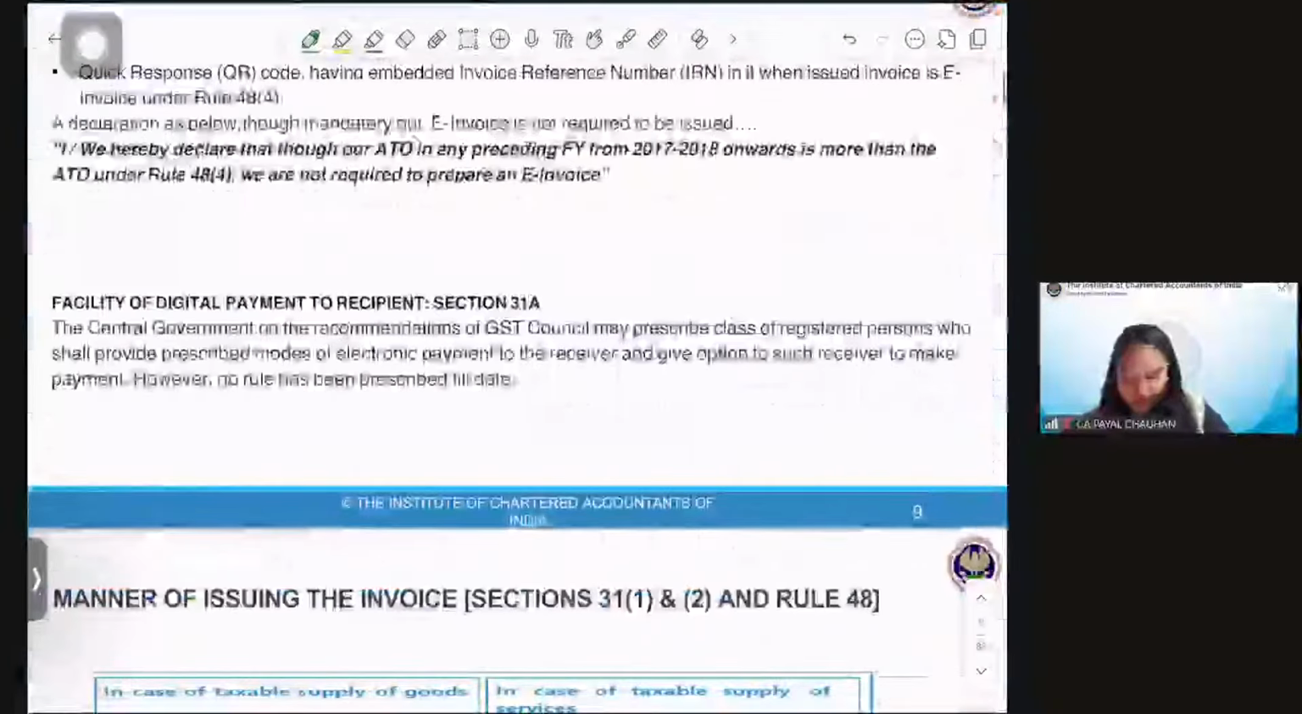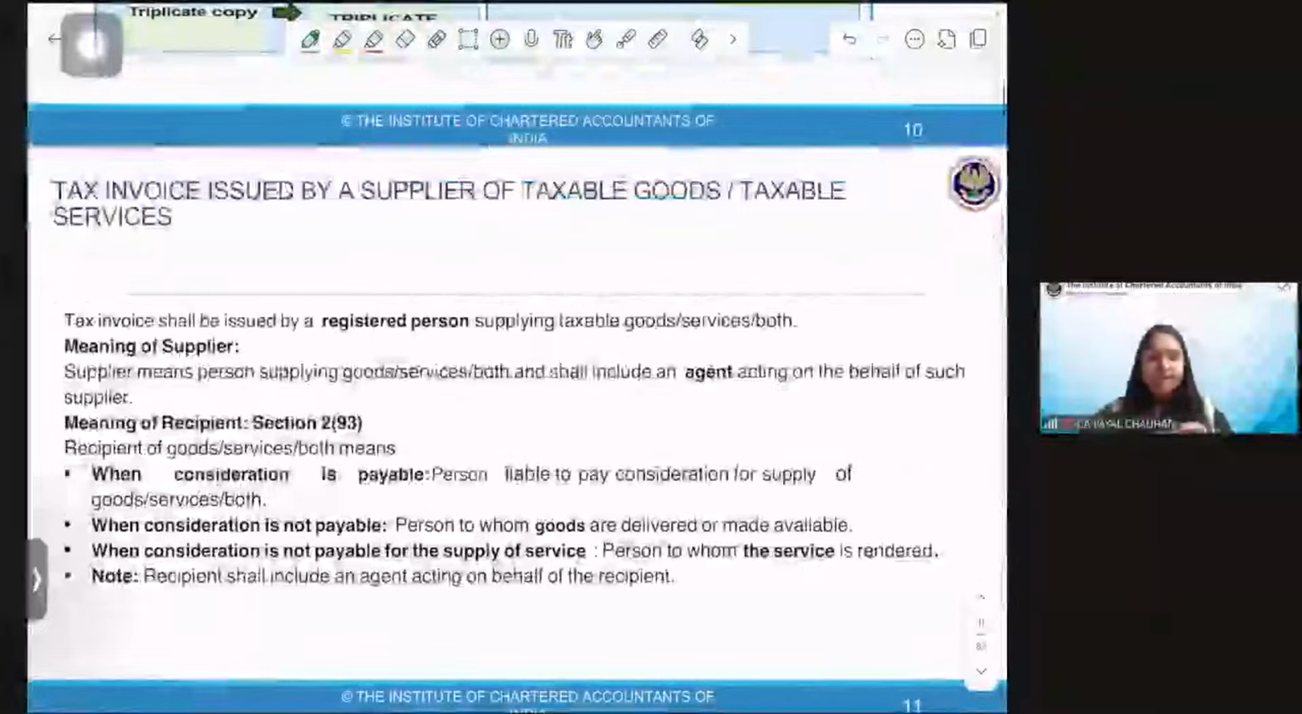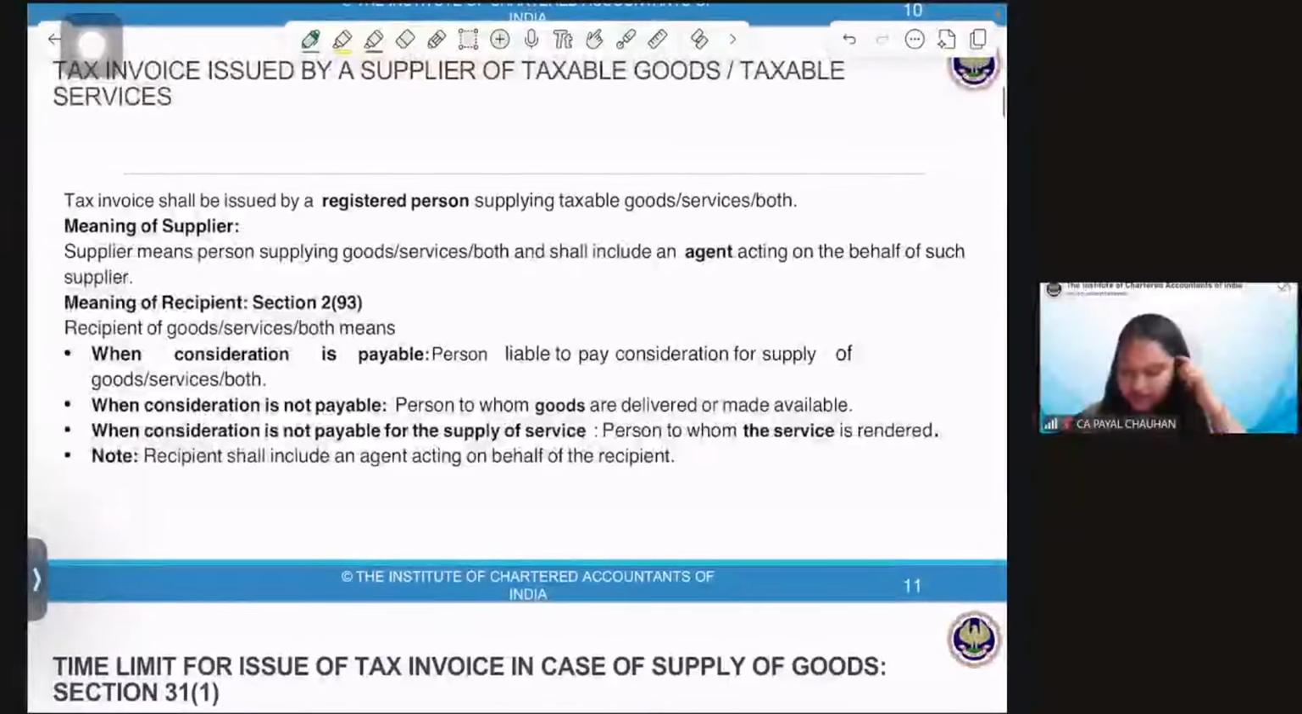Then we have the manner of issuing the invoice. If it is an invoice, it will be issued in 3 copies in case of goods, and the second copy will be for the transporter. And in the same case, if it is an invoice of service, the second copy will be for the supplier. Perfect.